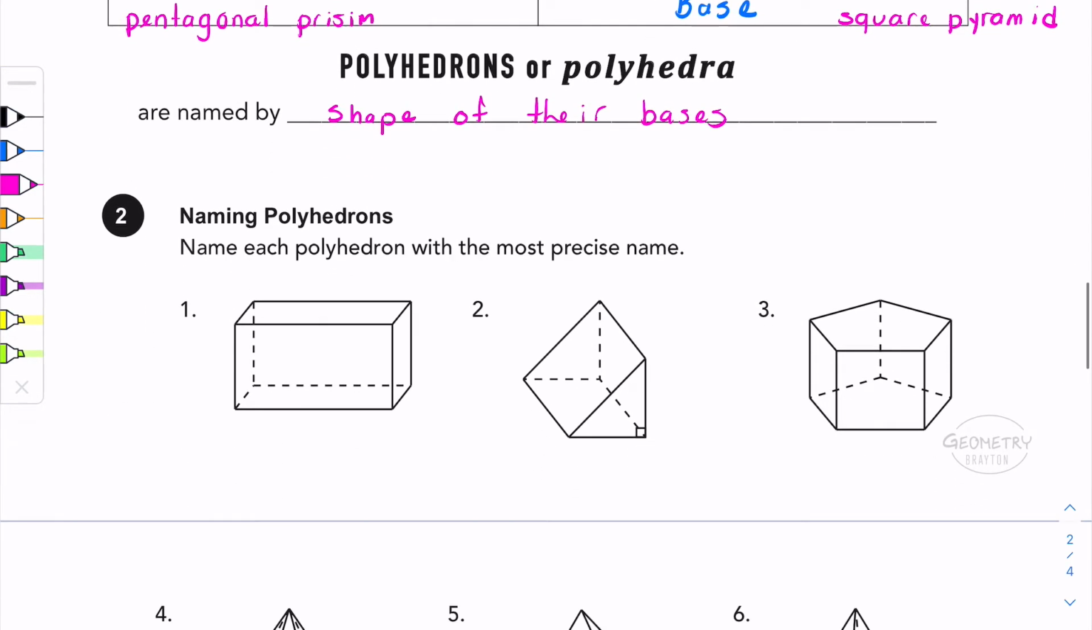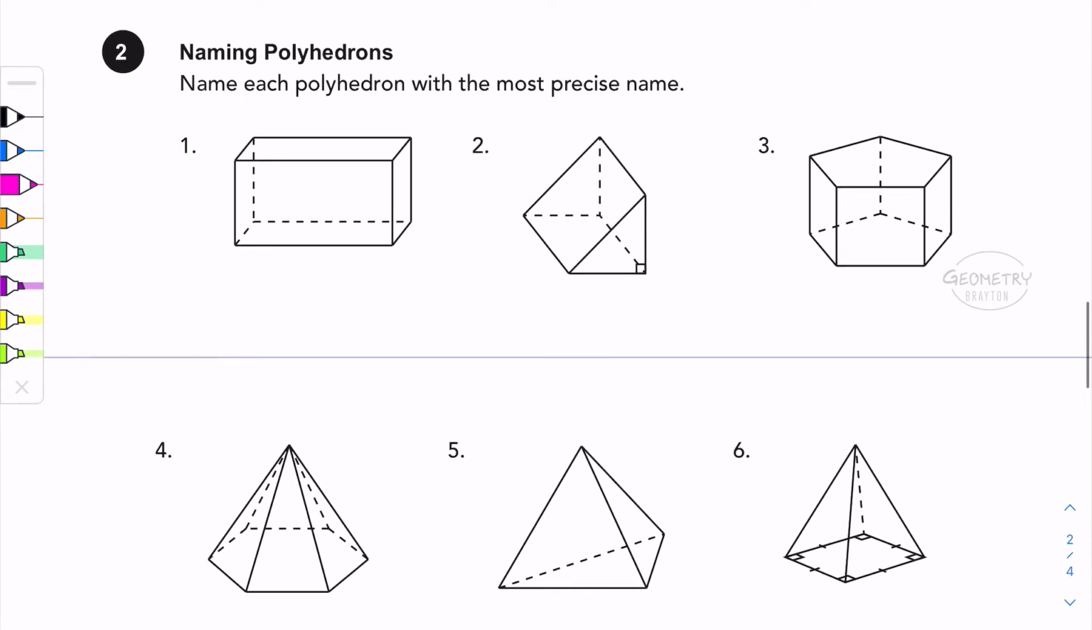Okay, so now in the next section, we are naming these figures. So we're naming them based on if they're a prism or a pyramid, and we're also naming them based on their base. So number one definitely has two bases, so you can either think of it as these two sides that I'm highlighting, or you can think of it as another two sides. But no matter what, this is going to be a prism. And you can see that all sides are a rectangle, so I'm going to call this a rectangular prism.